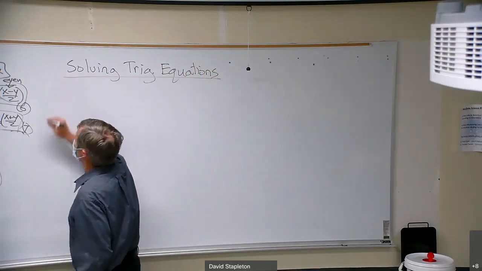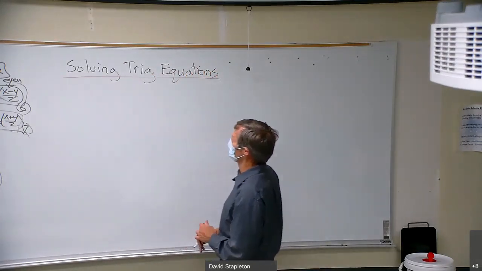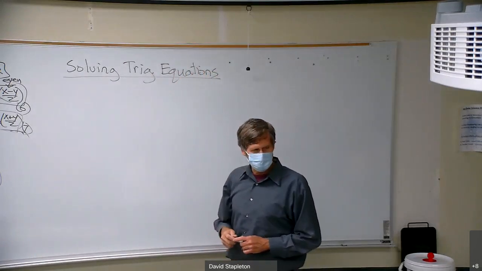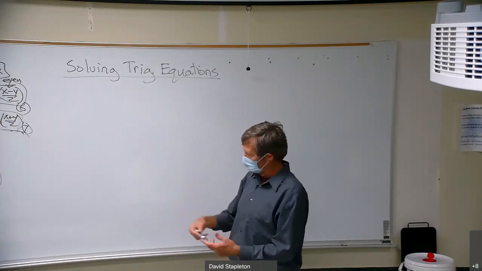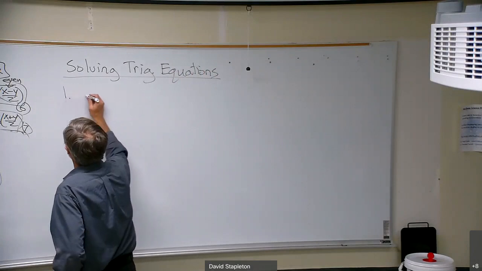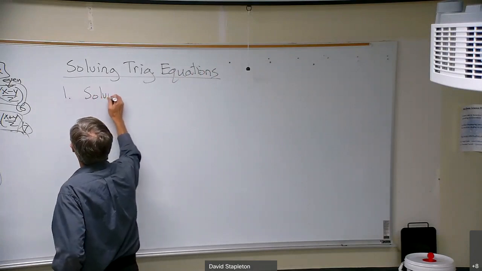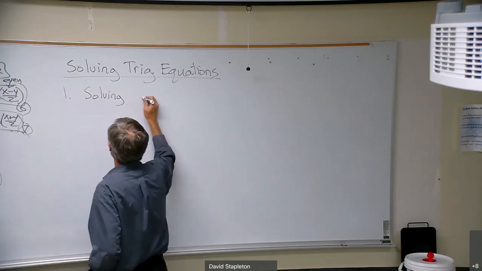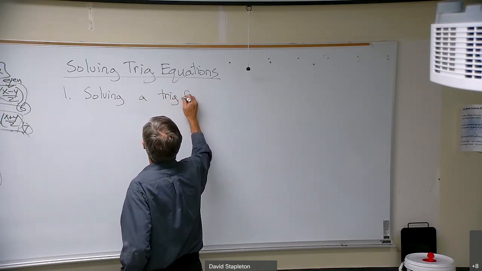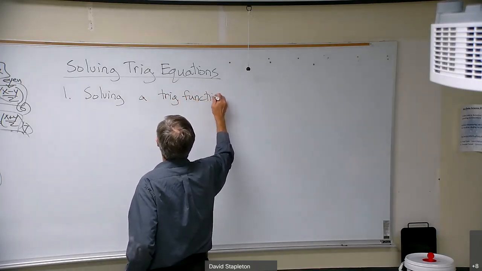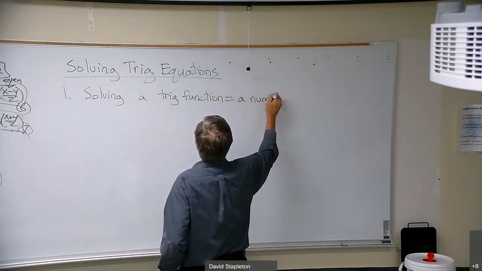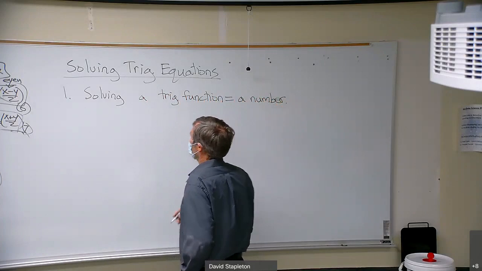This comes up to be very important in lots of science classes. You have to do these kinds of things. And what we're going to do is start with very simple ones and then gradually make them harder and harder and harder. And the first one then will just be to solve a trig equation that consists of a trig function equal to a number. Suppose that's my problem. How can I solve that?